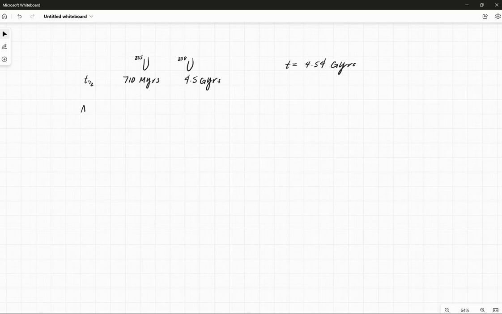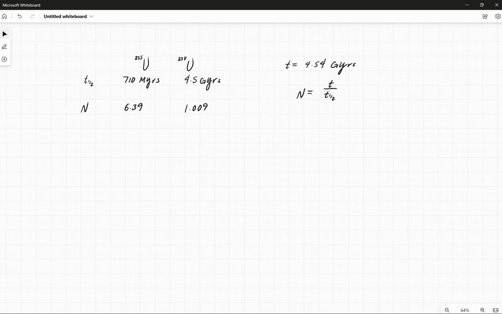So the number of half-lives that would have elapsed during this time for each of these, we can compute; it's just this time divided by the half-life. So this would be about 6.39 half-lives for uranium-235. And for uranium-238, it's basically just one half-life. If we do 4.54 divided by 4.5, we can write it as 1.009 half-lives.